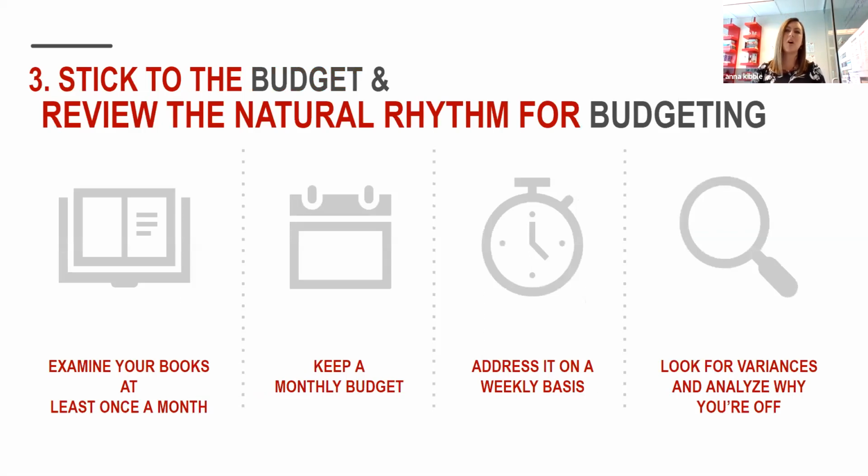And then this is the hardest part, and probably of this whole darn thing. Stick to a budget and then review with a natural rhythm for budgeting. Every single month, you need to be in the books of your business, even if it's a month that not a lot happened, because it happens from time to time. We're going to have a month that we go without a closing, or whatever the case may be. We still need to be in our business. We need to be keeping an eye on all of our expenses and making sure that we're on track. You should keep a monthly budget and work within that budget weekly, and then look for variances and figure out why you're off.